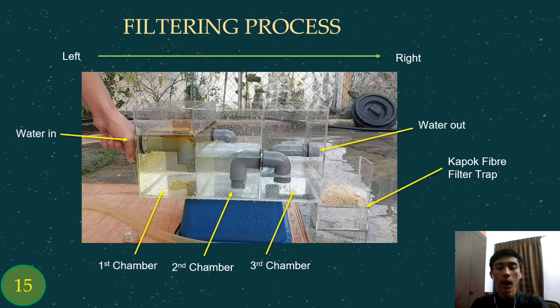Since the oil is less dense than the water, the oil will flow up to the top and the water will flow down. The water will then flow through the pipes into the second chamber and the third chamber, where the same filtering process of the oil will occur. The last stage of this filtering system is that the water will flow out through the outlet pipe and be filtered by the kapok fiber filter trap at the end of chamber 3.